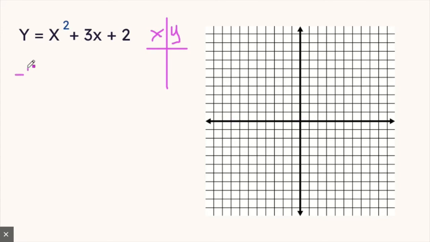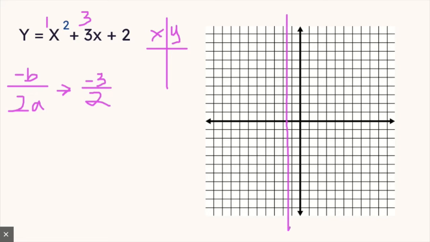Alright, the axis of symmetry formula was negative b over 2a. a in this case is 1, b in this case is 3. So our formula is negative 3 divided by 2 times 1, which is 2. Negative 3 over 2 is going to be our axis of symmetry. Now let's find where that is. Negative 3 over 2 is about negative 1.5, which is about here. We can draw our axis of symmetry. Now you usually draw this with dotted lines, but let's just do a straight line to make it simpler.